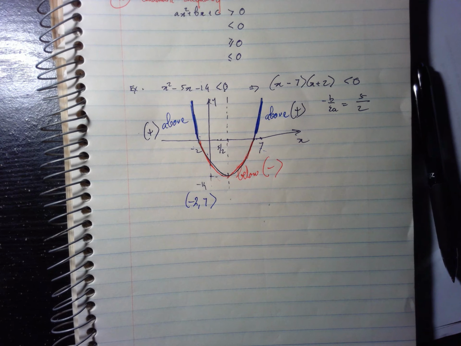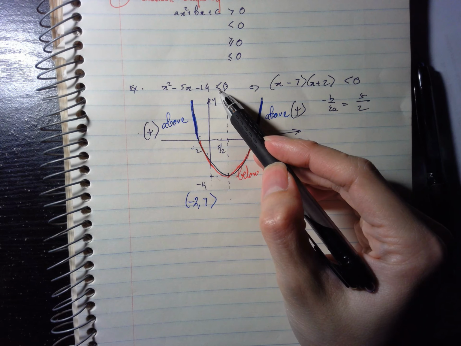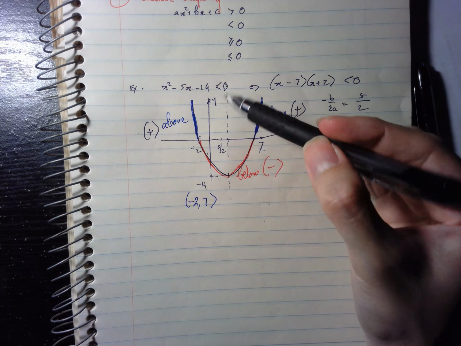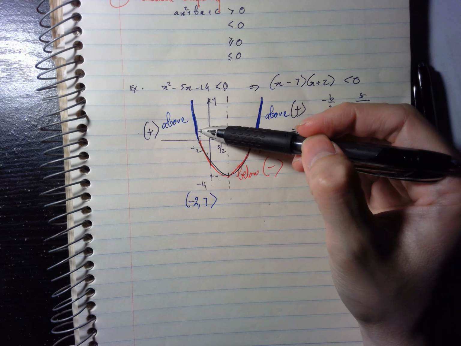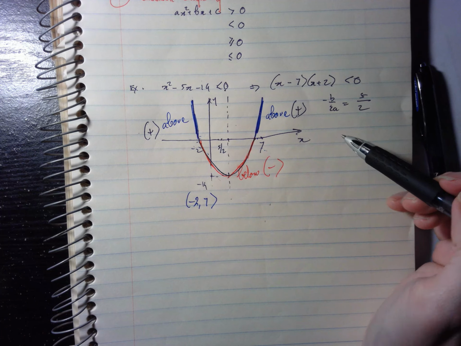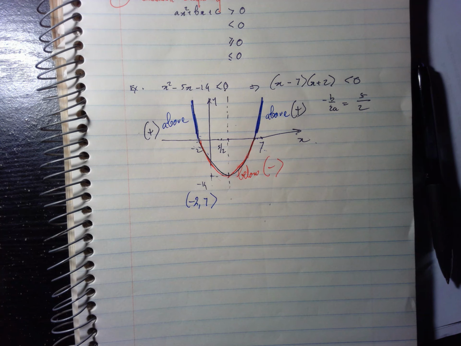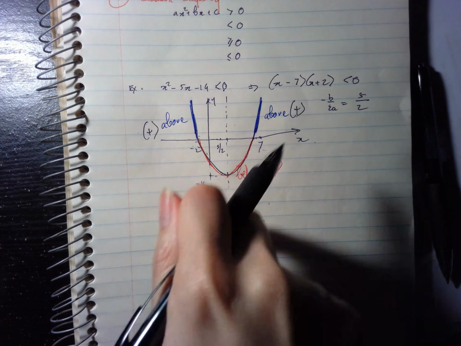So if I just go ahead and change the sign to a greater than sign, then we have to pick these two branches, and at that time the interval notation will be from negative infinity to -2, union with 7 to positive infinity. But they wanted less than, so this will be like this.